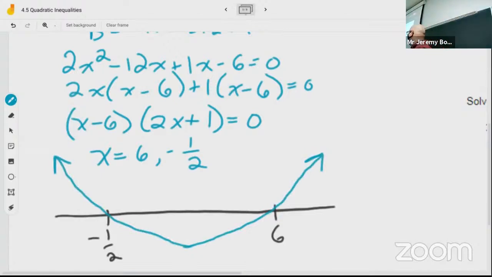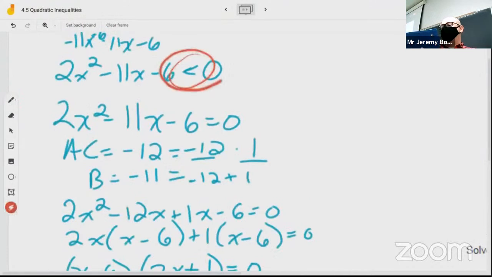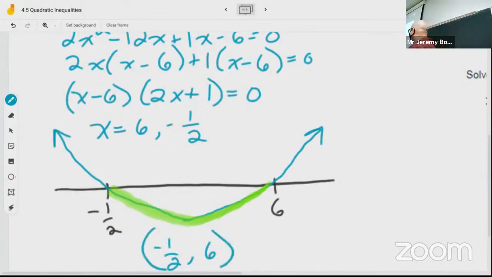And make it real wide so that it shows what the x values are doing. And we want to know where it's less than 0. Always use the one where you started out with one side equal to 0. So it's going to be less than 0. We want to know where it's below the x-axis. That is going to be here. And so my solution interval is going to be from negative 1/2 to 6, not including those values because it's no equal. Any questions on that? Great.